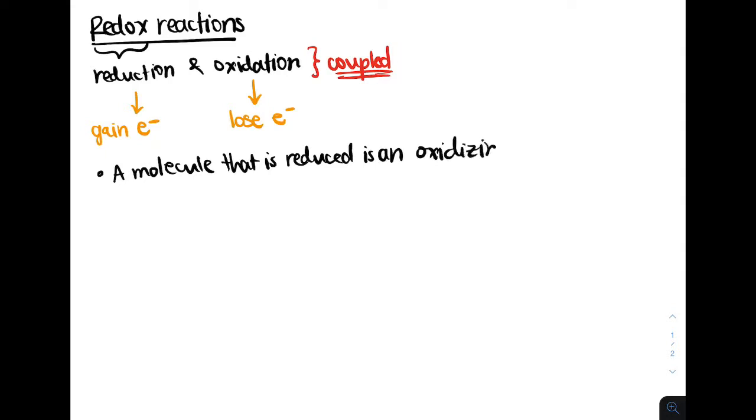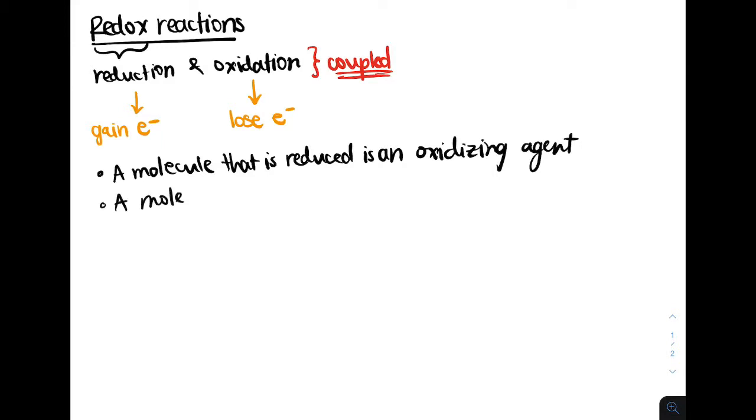And this is because it has oxidized another molecule. It gained electrons by stealing the electrons from another molecule. So it has become reduced by oxidizing another molecule and is therefore called an oxidizing agent.